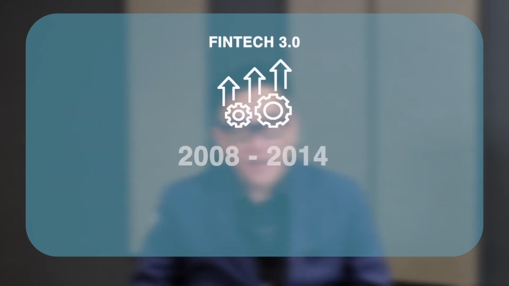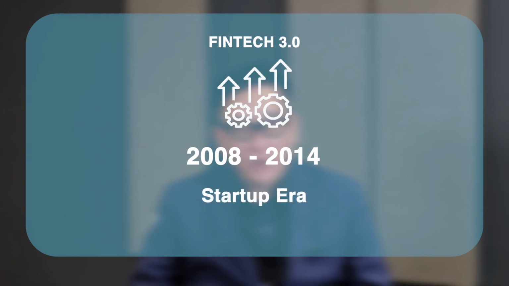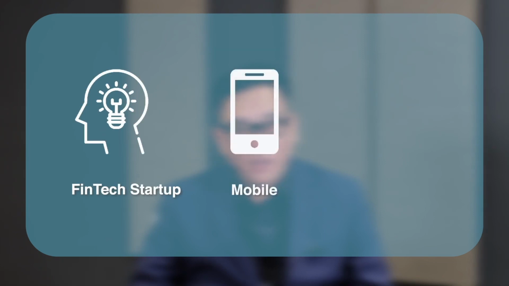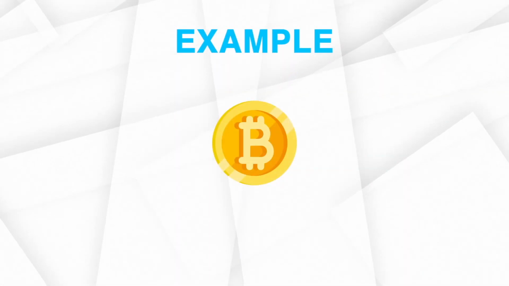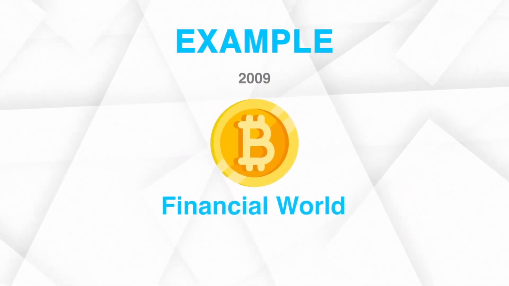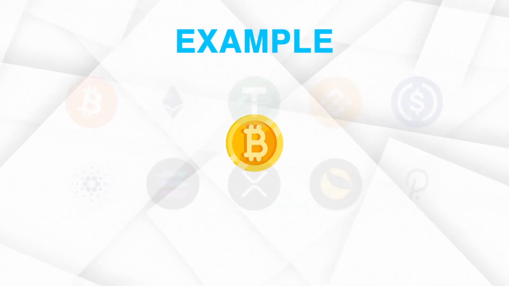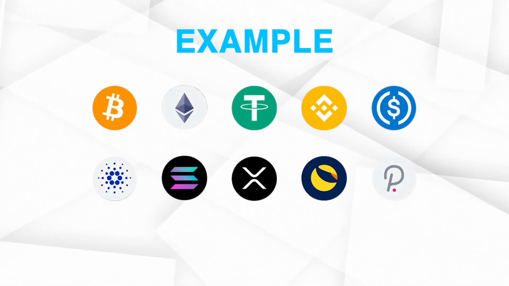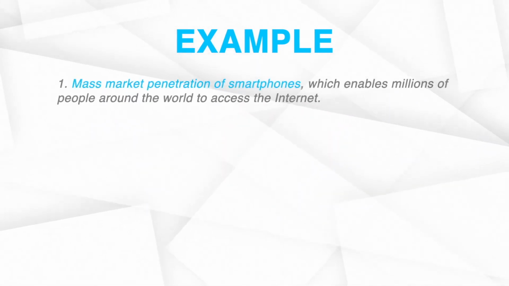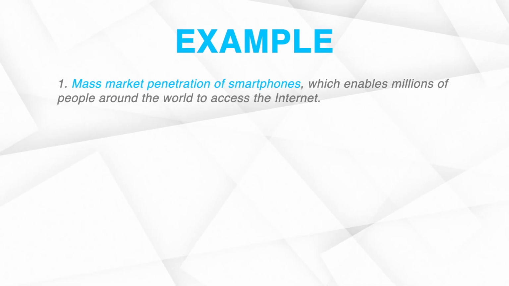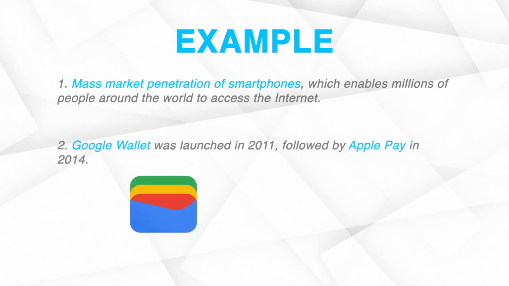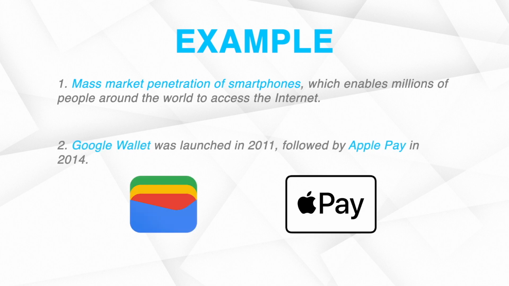Fintech 3.0 took place between 2008 and 2014 and is about the startup era. This era is marked by the emergence of new players, especially fintech startups. The fintech startups use mobile technologies to provide financial services to target customers. For example, the release of Bitcoin in 2009 was an event that had a major impact on financial world, followed by a boom in different cybercurrencies. Another important factor affecting fintech is the mass market penetration of smartphones, which enables millions of people around the world to access the Internet. Google Wallet was launched in 2011, followed by Apple Pay in 2014.